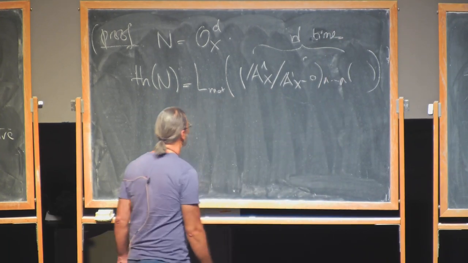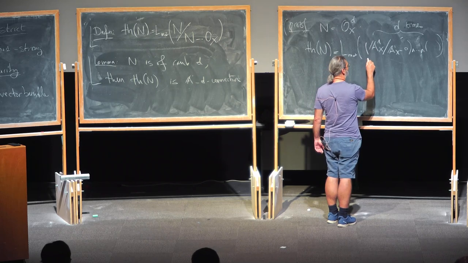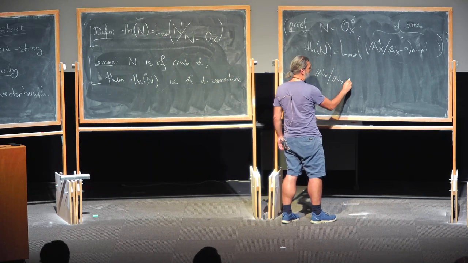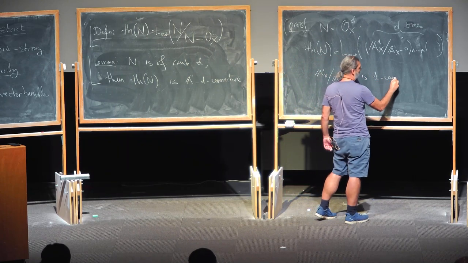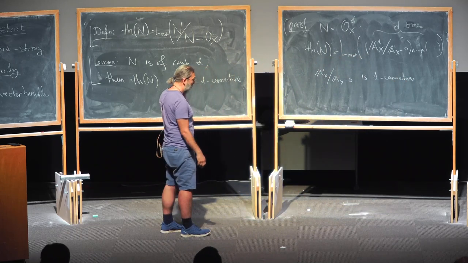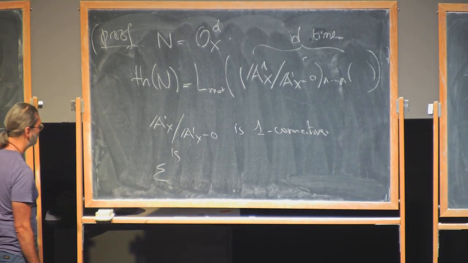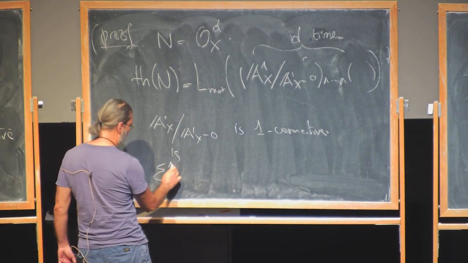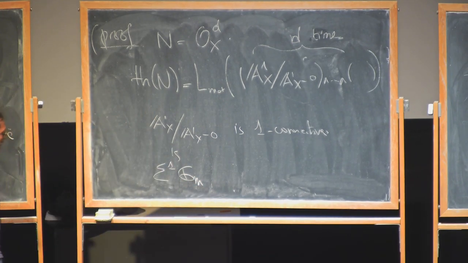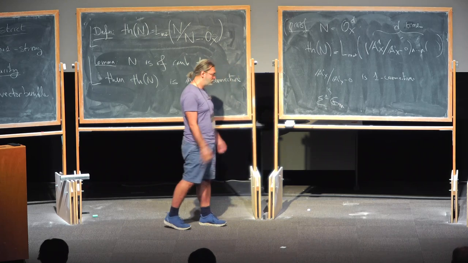And then one is left to show that A1_X over A1_X minus zero is 1-connective. Basically, because connectivity is additive under smash product. This is clear because, since A1 is contractible, this is a suspension of G_m. So it's a suspension of G_m, and therefore it is 1-connective. Suspension of everything is.